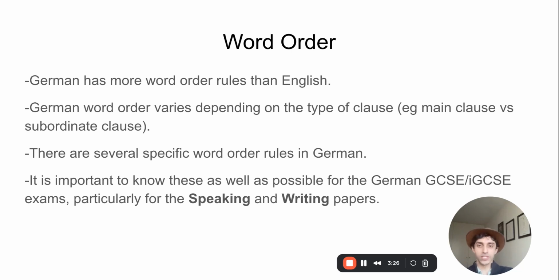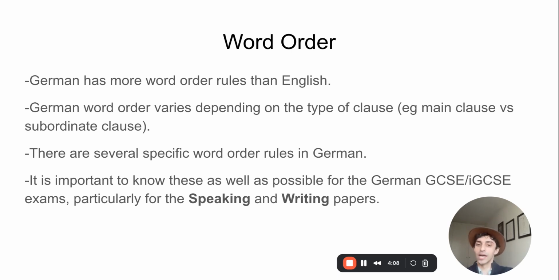So German word order varies depending on the type of clause as well, whether it's a main clause or a subordinate clause. We're going to look at this in more detail further on. But a main clause is essentially a clause, a phrase, or a sentence that makes sense by itself. It can stand on its own, and it makes good sense as a complete sentence totally by itself. Whereas a subordinate clause is a part of a sentence that does not make sense only by itself. A subordinate clause will need to have a main clause in order for the sentence to make sense.